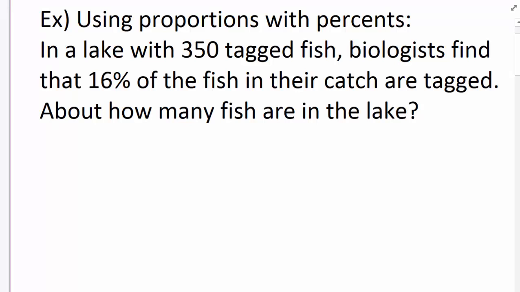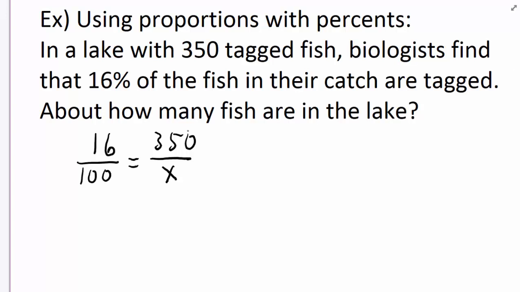We write the proportion. 16% can be written as a ratio of 16 to 100 because percent means per 100. We know that there are 350 tagged fish, but we don't know how many total fish there are in the lake. We'll put our variable in the denominator because that's where our total goes. So 16 is to 100, as 350 is to the total number of fish in the lake. X is in the denominator, so we invert the proportion.